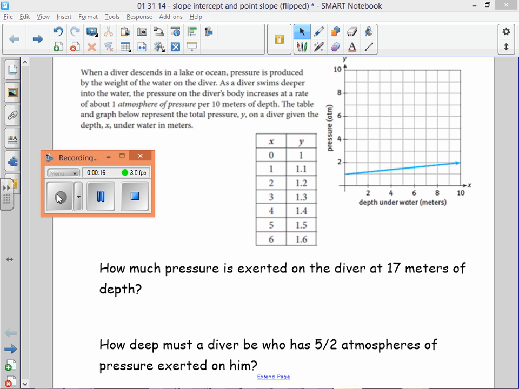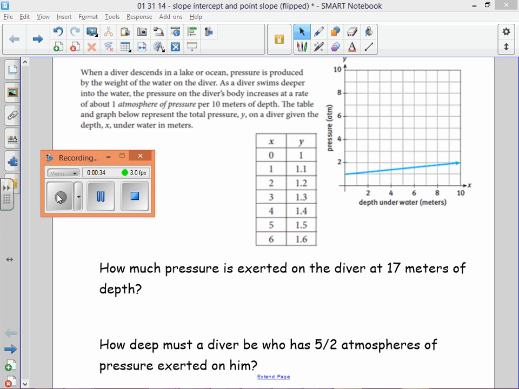The first one we're going to start with is when a diver descends in a lake or ocean, pressure is produced by the weight of the water on the diver. As a diver swims deeper into the water, the pressure on the diver's body increases at a rate of about 1 atmosphere of pressure per 10 meters of depth.